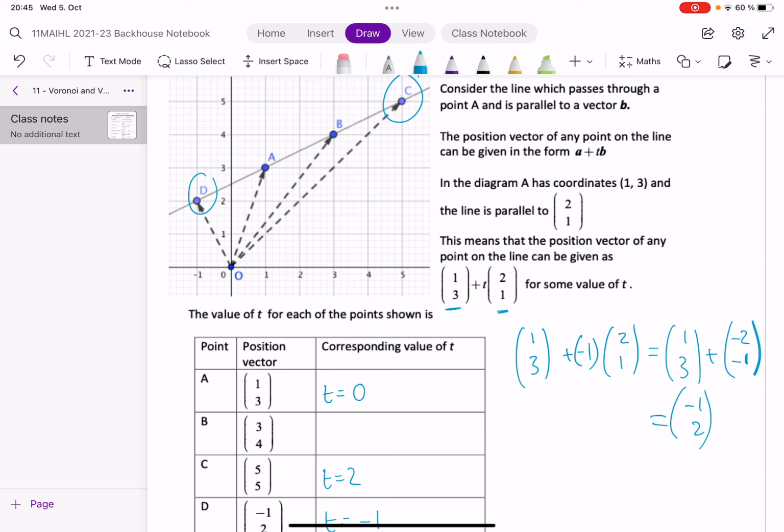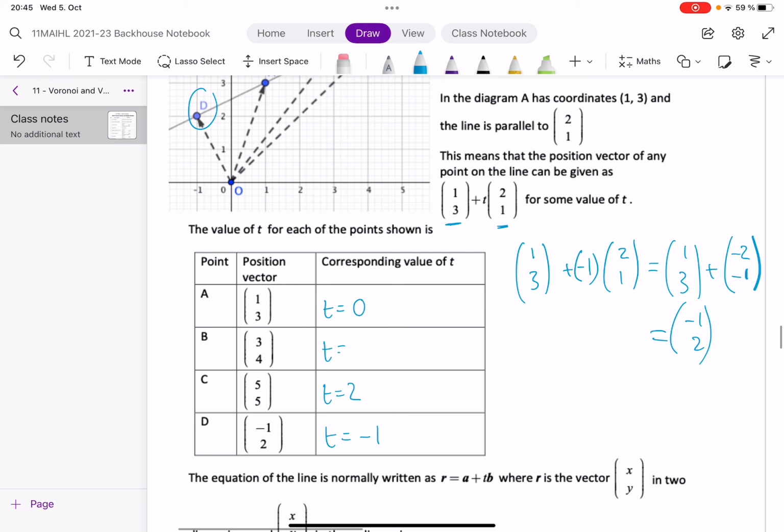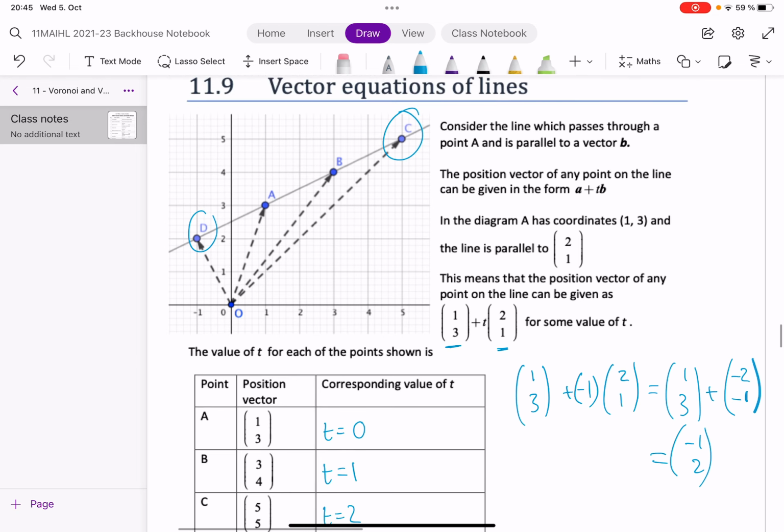I don't have to stick with whole number values for t. I could use any real number I like, really. So positive, negative, fractional, whole number. It will get all the points on that line. And I'm sure you will be able to work out that the t value for B is t equals 1.